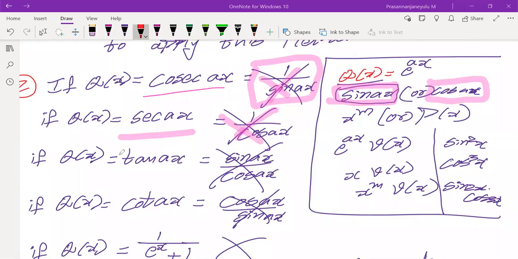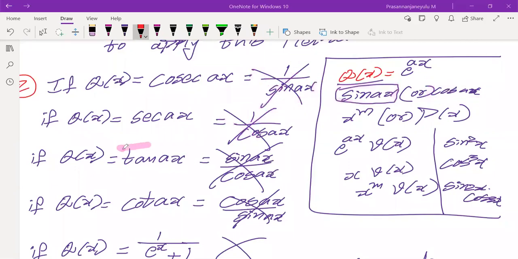Next, tan ax. Tan ax can be written as sin ax by cos ax. But sin ax is in the numerator, so can we apply type 2? What about the denominator, cos ax? If it is in a product like sin 2x into cos 3x, then we can convert it into type 2.